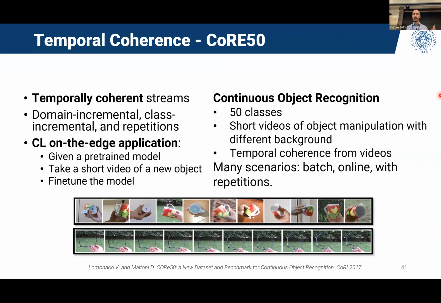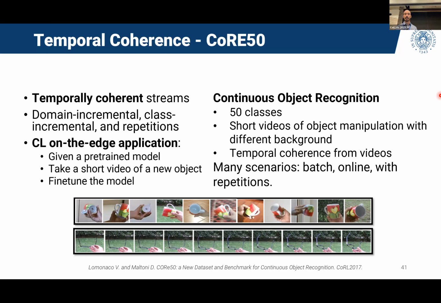For temporal coherence, a good benchmark can be CORe50. CORe50 is a collection of videos of manipulation of an object. So imagine that you have a continual learning on the edge application where you have a pre-trained model that is already trained to recognize a certain number of objects, and you want to add a new class. So what you do is that you take your smartphone, you do a short video of the object to do your data collection, and then you fine-tune the model with this new set of samples, right? CORe50 is exactly this kind of application.